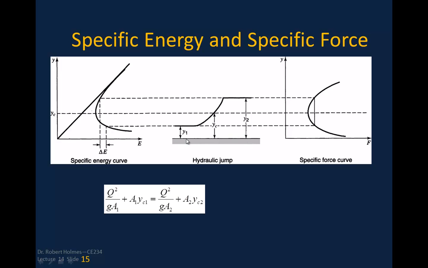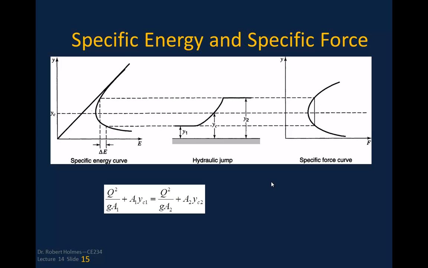Whereas for specific force, the specific force is all based on external forces, and so we're assuming in a very short distance here we're not losing much in terms of the friction force. We have the same specific force at the upstream end as we do at the downstream end. So that's why when we're looking at hydraulic jumps, we're going to use specific force in order to determine their locations.